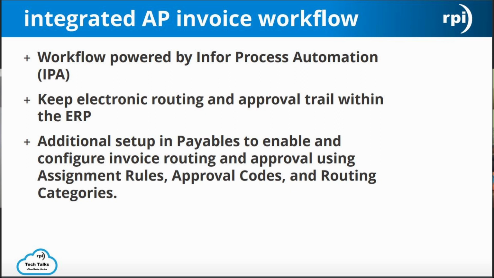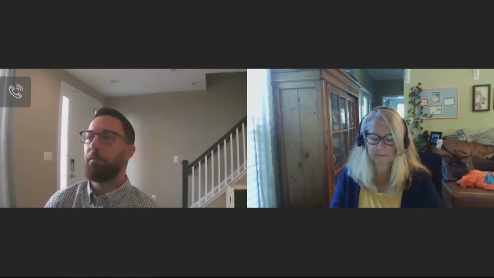So, there's obviously some setup that needs to be done to get the invoices routing to where they need to go. But once the setup's complete, that happens, right? IPA is the engine behind this. And once you have your routing category set up, your approval code set up, you can use the system and route invoices around to different people or teams for approval.